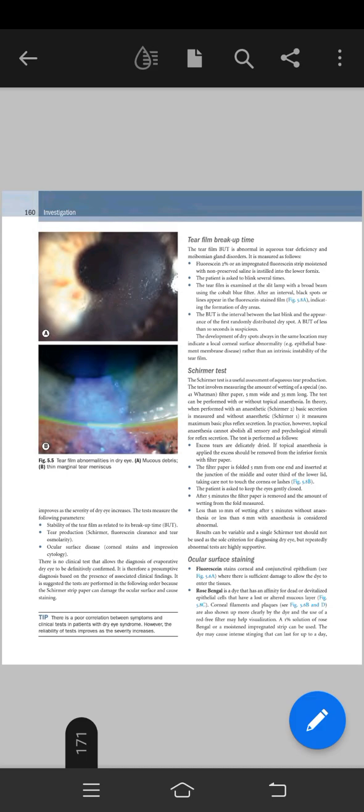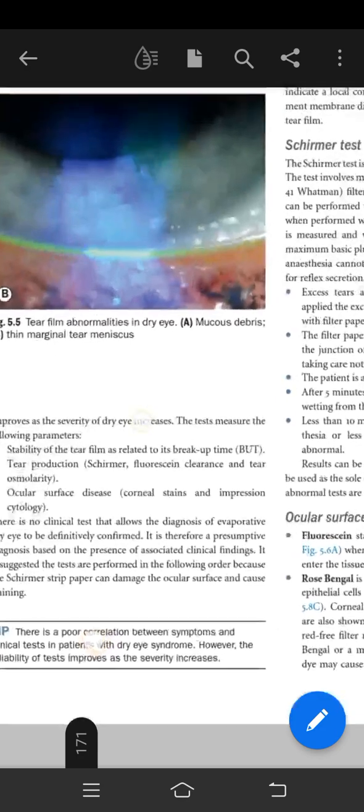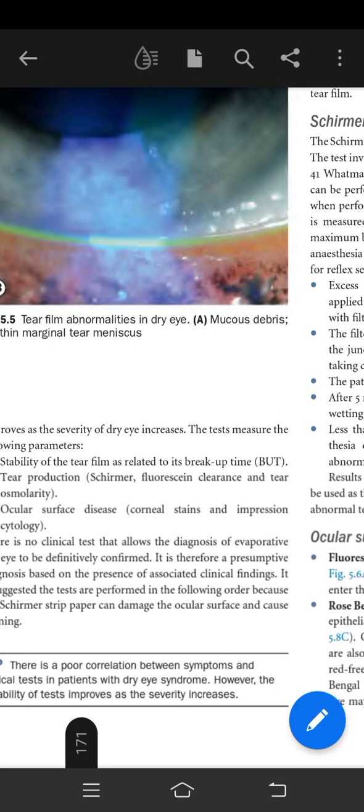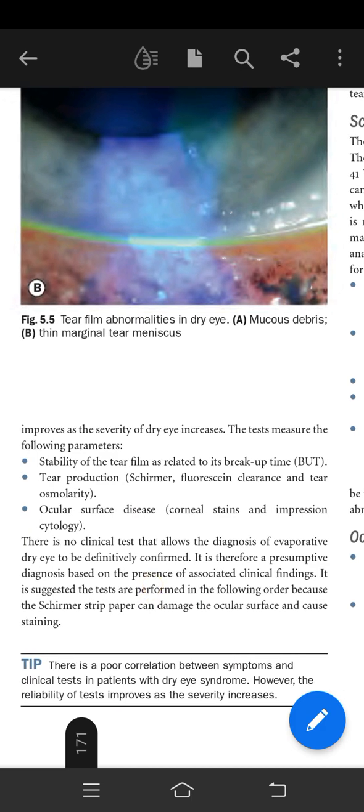Firstly, we have tests that measure the following parameters: stability of the tear film by the breakup time (BUT). Tear film breakup time tells about the stability of the tear film. Tear production will be checked by Schirmer, and the fluorescein clearance and tear osmolarity, and ocular surface diseases confirmed by the corneal stains and the impression cytology.